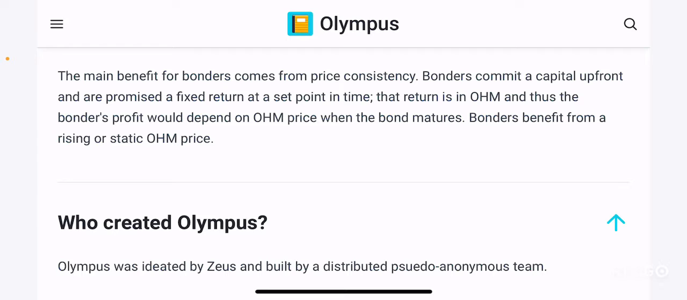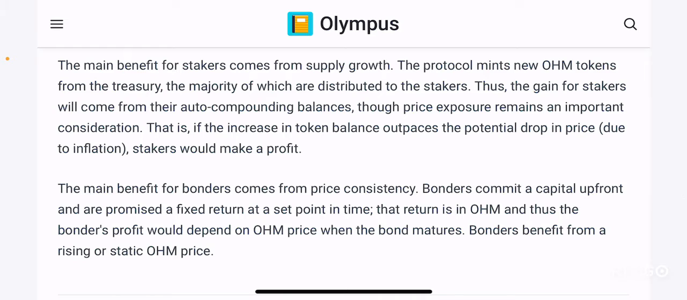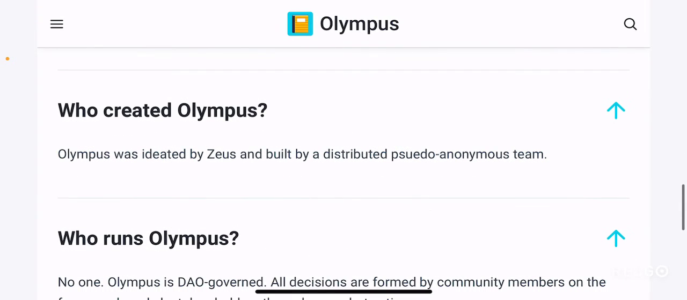And if you're bonding, you basically benefit from a rising or static Ohm price. So if you bond and the Ohm price is static, which means it's moving sideways, or if the price of Ohm is increasing, then you get a profit, right? But if the price of Ohm is going down, then you will suffer a loss, right? But when it comes to staking, it's a typical staking strategy. You consistently increase in value even if the price of the token goes down, and you get a significant increase in value if your token price goes up, right? So again, bonding is not for everyone. I just want to make it very clear, right?